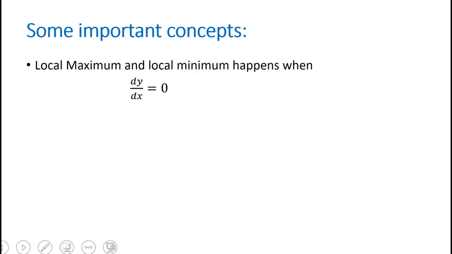Okay, so the first concept is, we know that local maximum and local minimum happens when dy/dx equals 0, or when the first derivative equals 0.